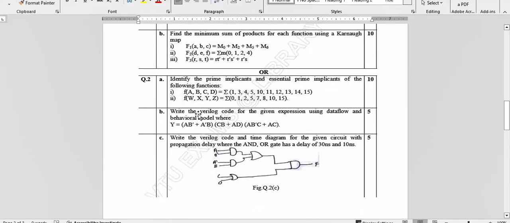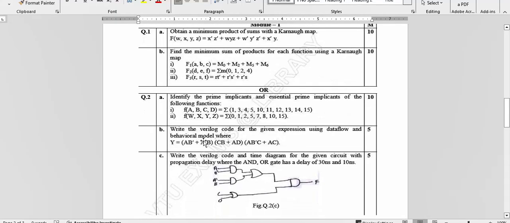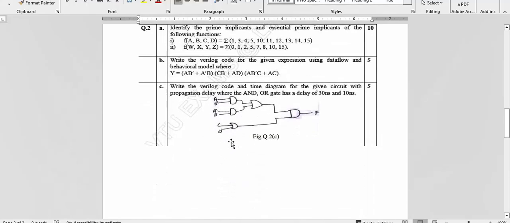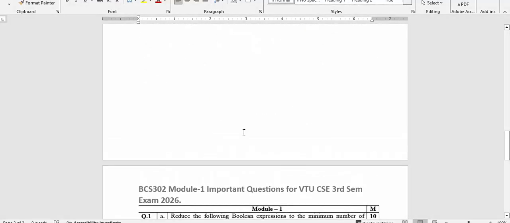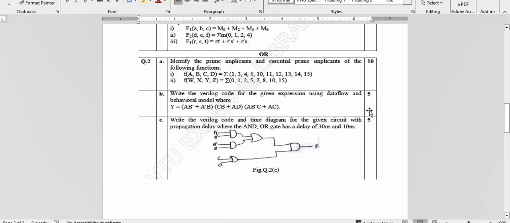Next is: write the Verilog code of the given expression using dataflow. So this is a repeated topic related to Verilog code. Okay, so these two are asked here also, which are for 5 marks each.